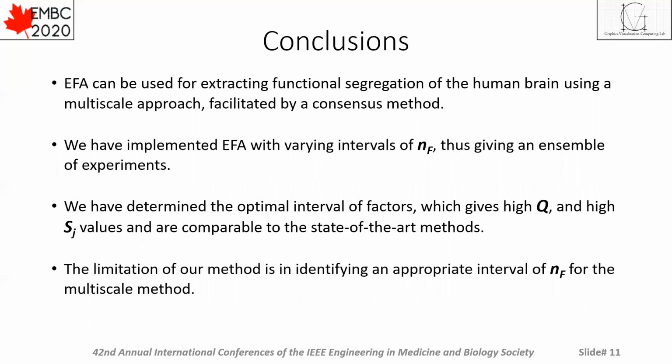For example, in this dataset, if NF values of 5 and 6 are absent, we will not be able to observe the hierarchical behavior.